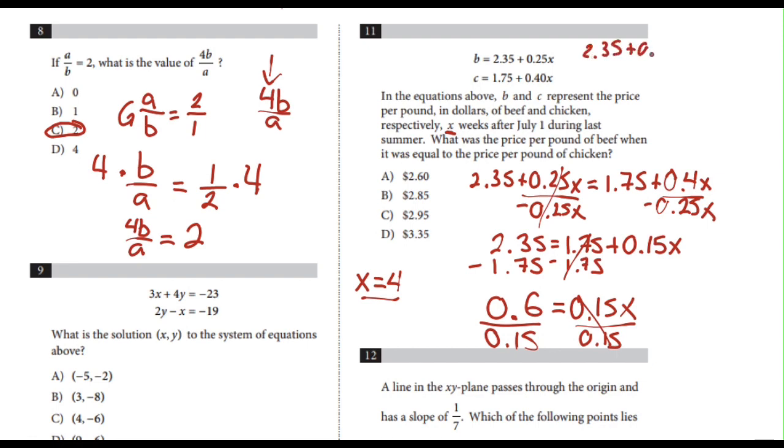2.35 plus 0.25 times 4. 0.25 times 4 is going to be 1. And 2.35 plus 1 will be 3.35. And this will be our answer. This will be the cost when the price of beef and chicken are the same. So answer choice D.